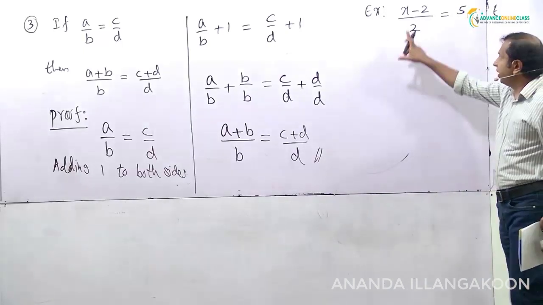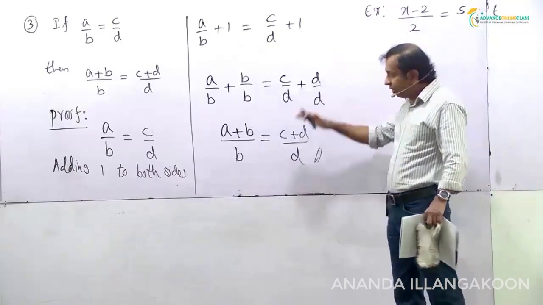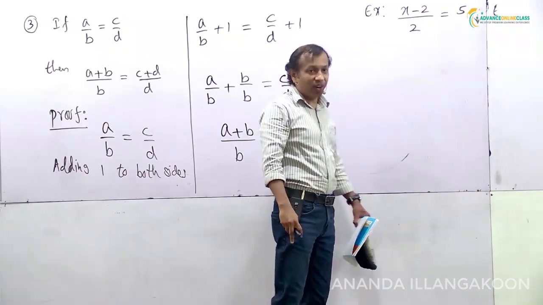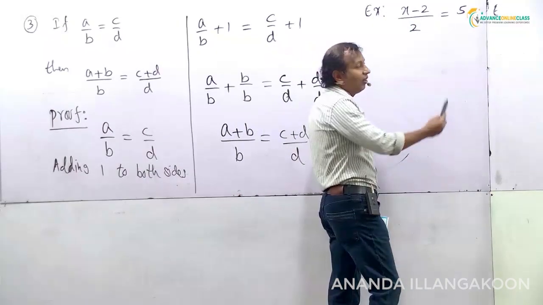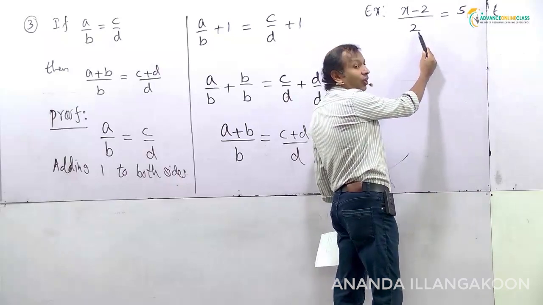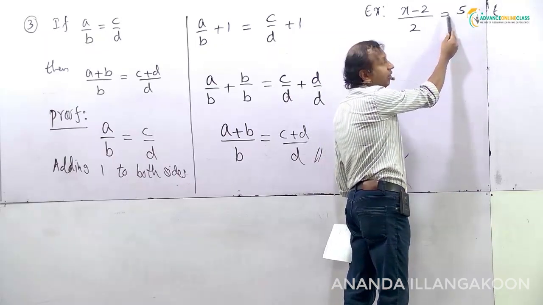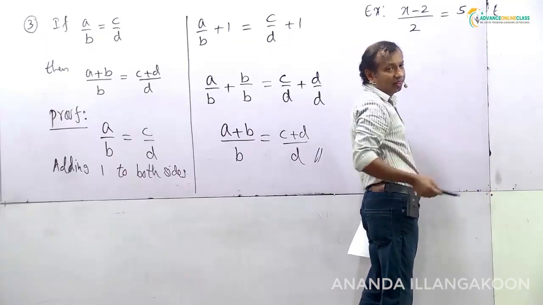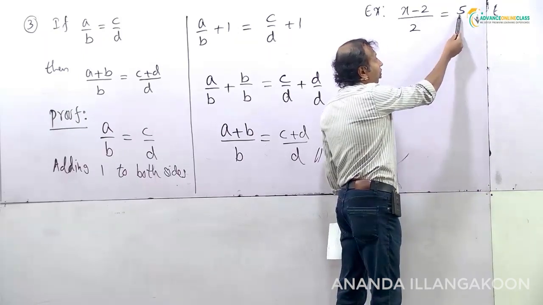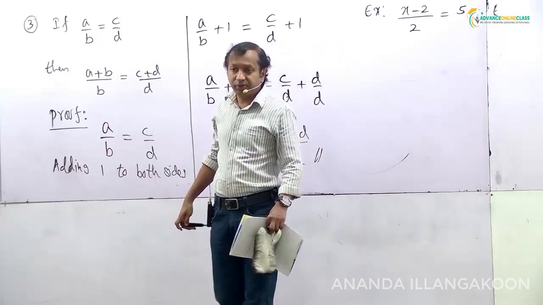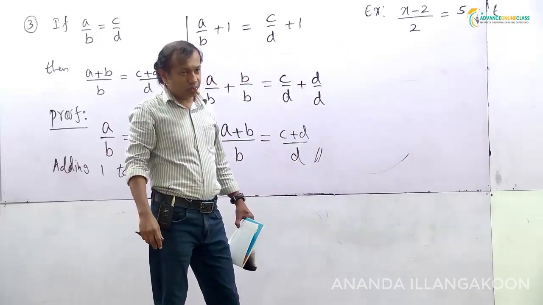Asking to find this x using this property. You know, the very easiest way of finding this, in your O/Ls, if you have this kind of simple equation, first you use cross multiplication. And then we bring this 2 to the right hand side. The answer, mentally you can do. 2 and 5 is 10. Once you take this 2 to the right hand side, 10 plus 2 becomes 12. x is 12. That's true.